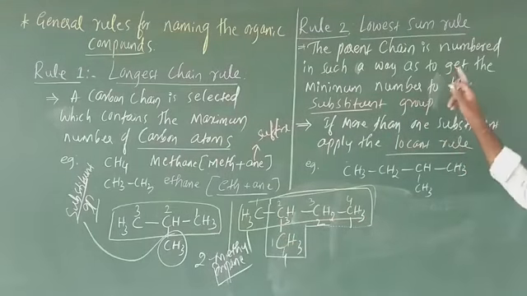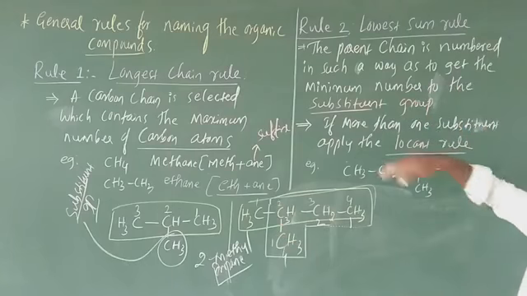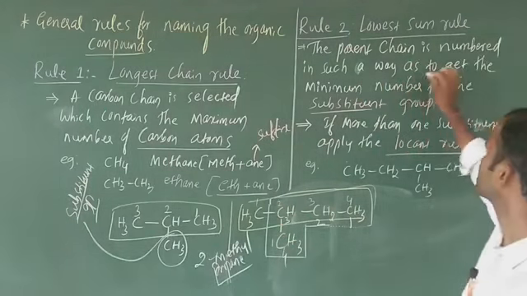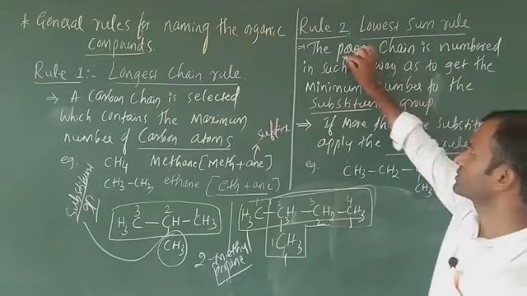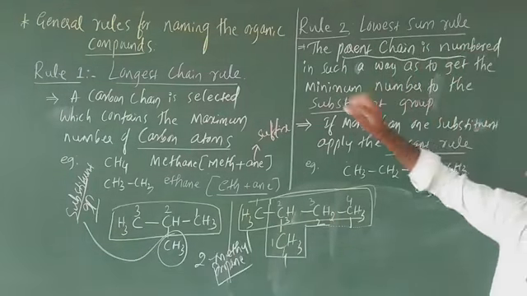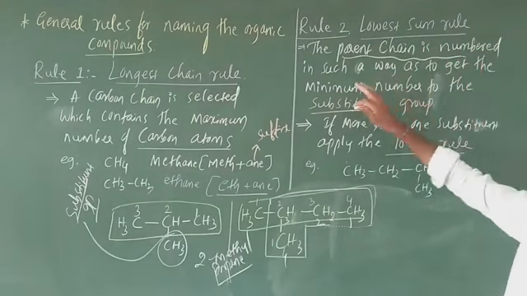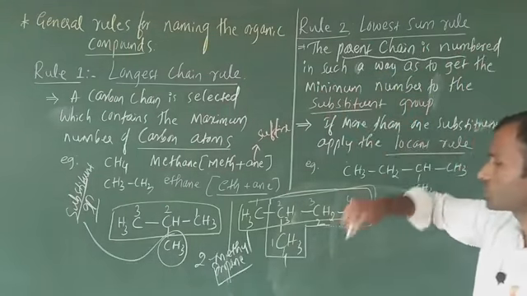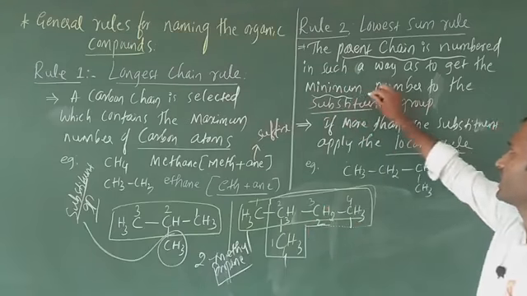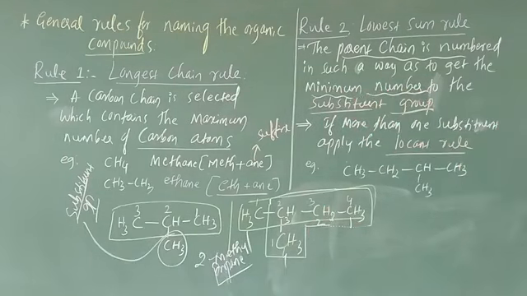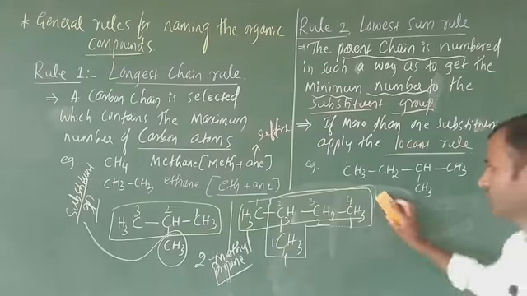That is why in this case, according to the definition or meaning of this lowest sum rule, in a parent chain, the numbering is done in such a way that the number of the substituent group is going to get less. Okay, that is the most important point. Next, if there is more than one substituent group, apply the locant rule. What is the locant rule? We are going to study right now.